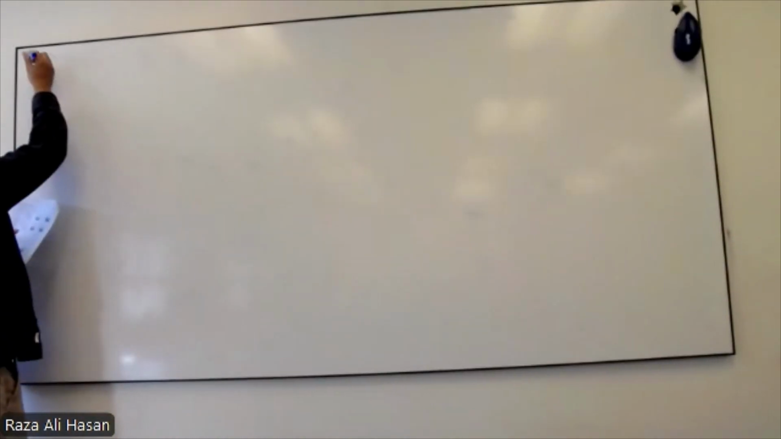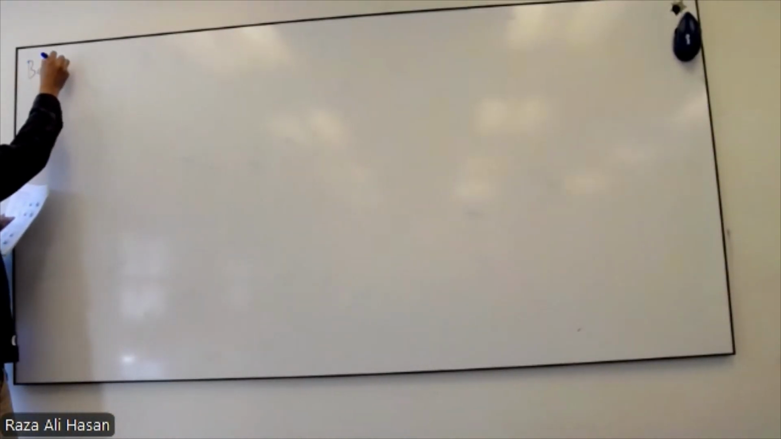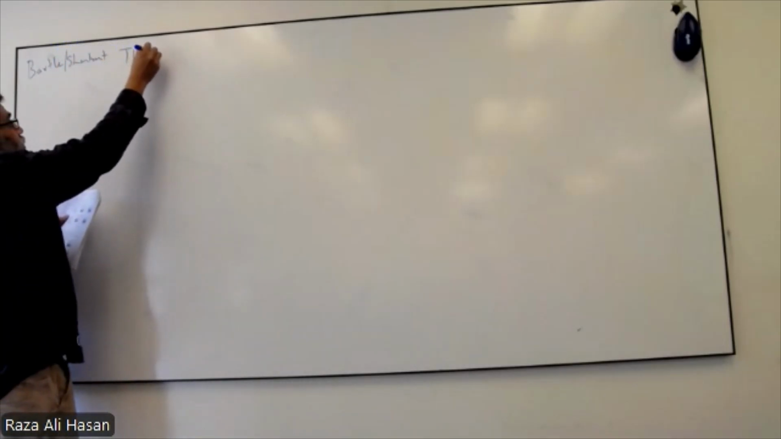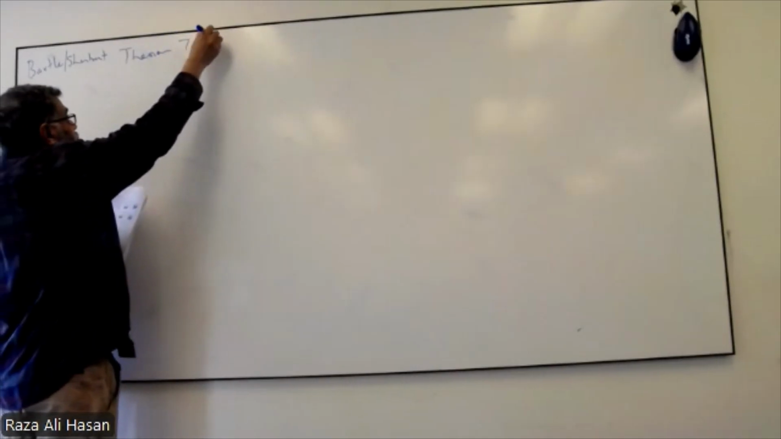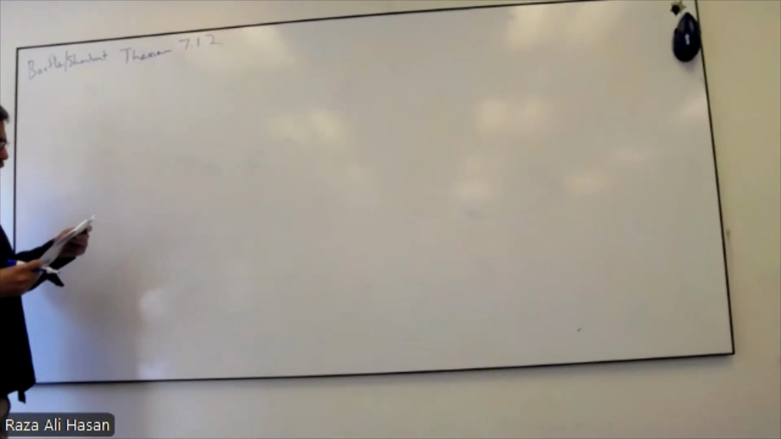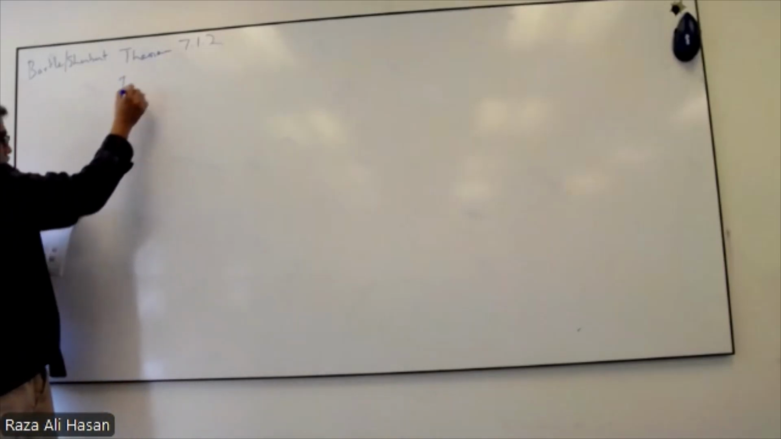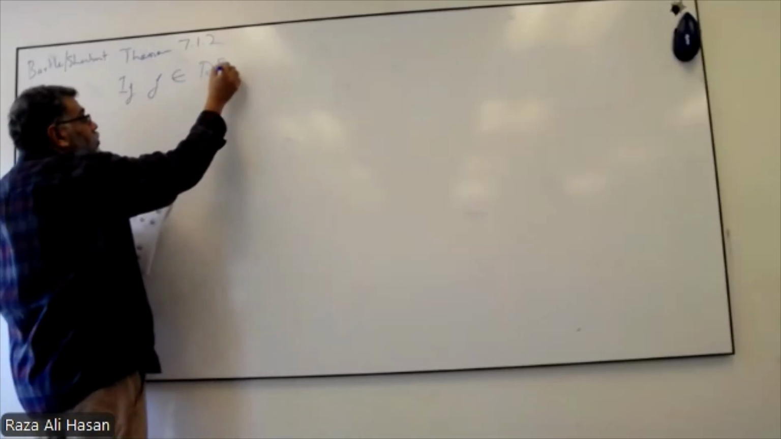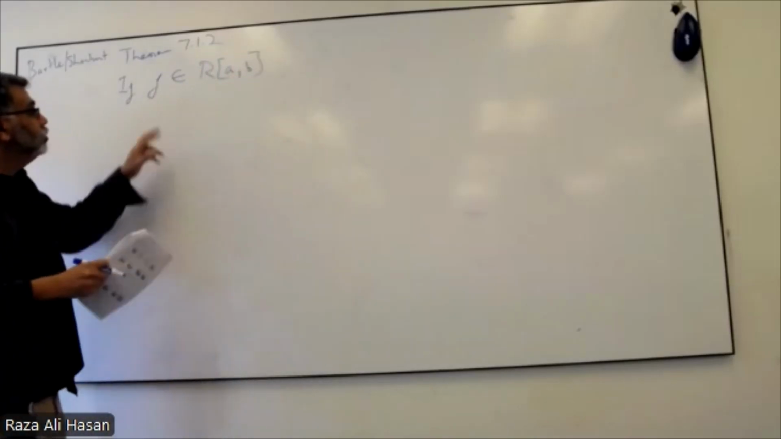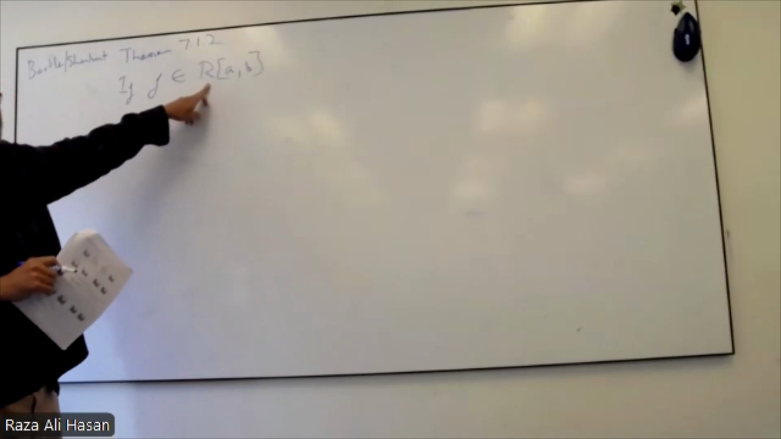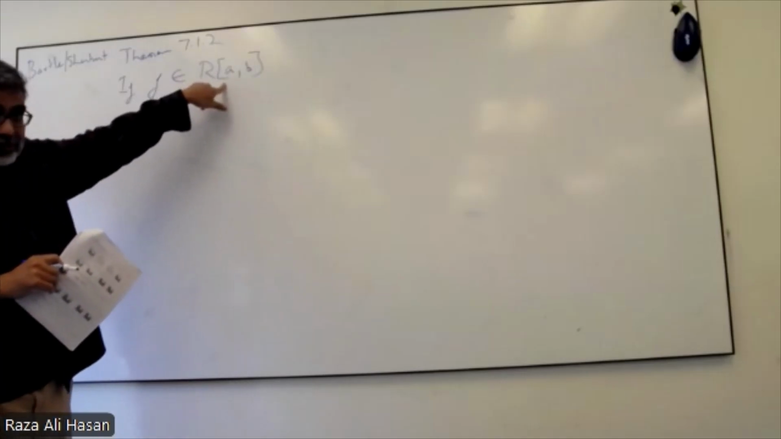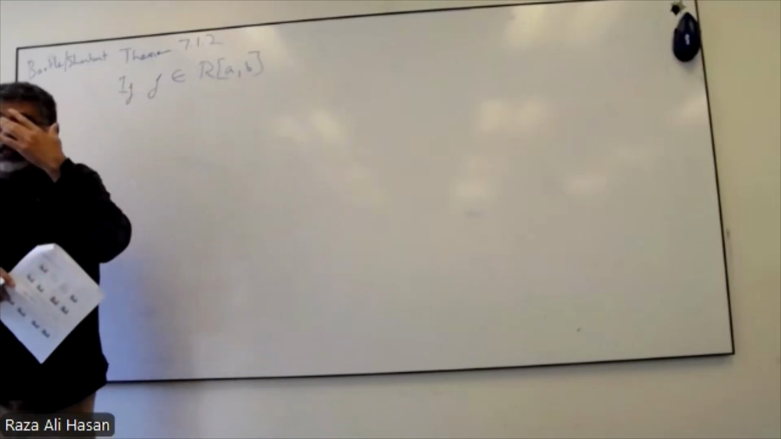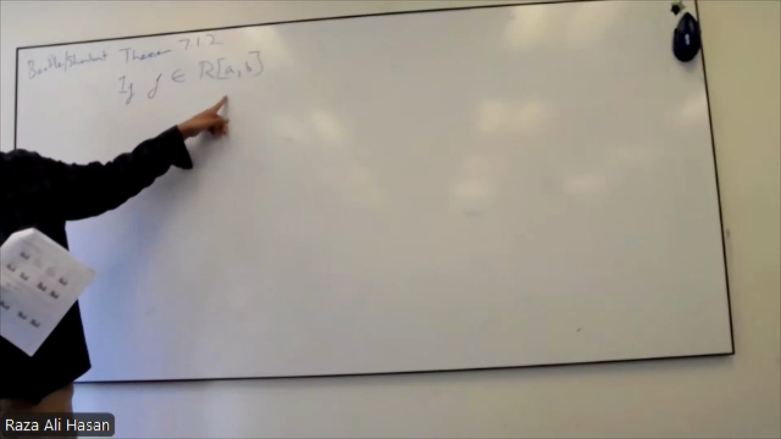All right. So this is from Bartle and Sherbert, Theorem 7.1.2. And it says that if f is a function that belongs to this set called R[a,b], basically that is the closed interval on which f is defined.